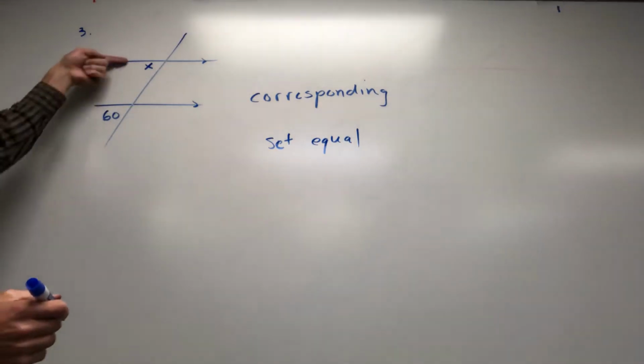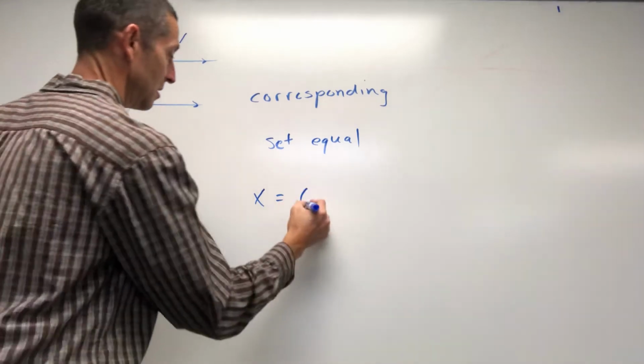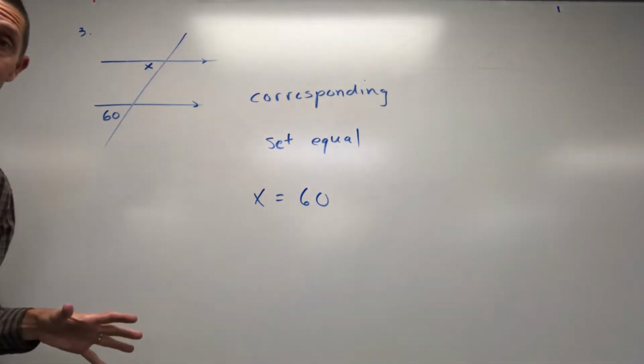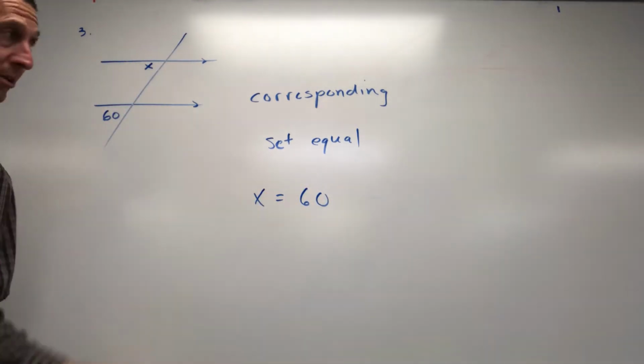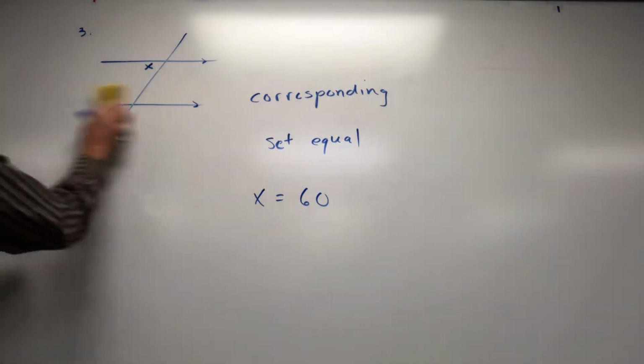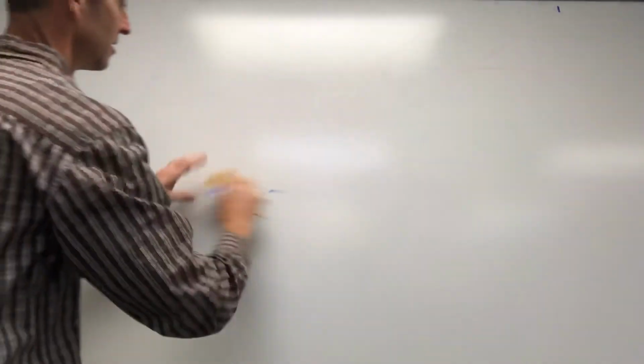So corresponding angles, always equal to each other. So that's easy to remember. Corresponding, always equal to each other. Let's do another run of it.